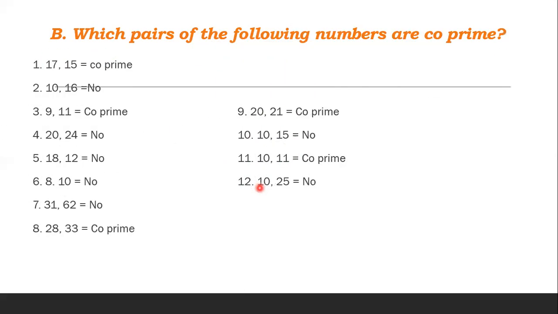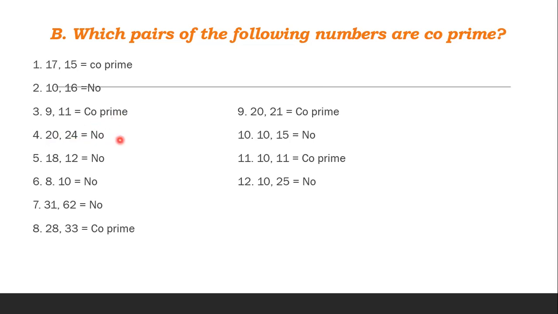Let us see now the exercise. Which pairs of the following numbers are co-prime? See here, 17 and 15. This is co-prime, that means for 17 and 15 you will get only 1 as a factor. Next, 10 and 16: you will get 2 or more than that, so it is not co-prime. 9 and 11, this is also co-prime. Here also you get only 1 as a common factor.